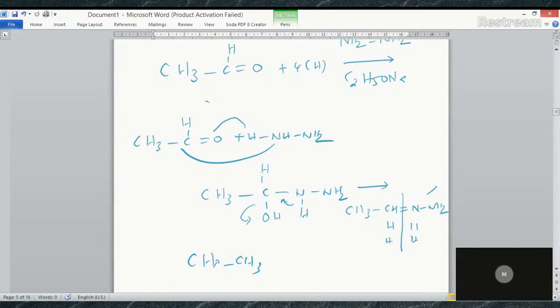That part can give hydrazine on decomposition. You will be getting the product nitrogen, and one other product is water. H2O is removed and this part is leaving as nitrogen. When you add these 2 hydrogens, it becomes CH3 single bond CH3. The hydrocarbon formed is ethane.